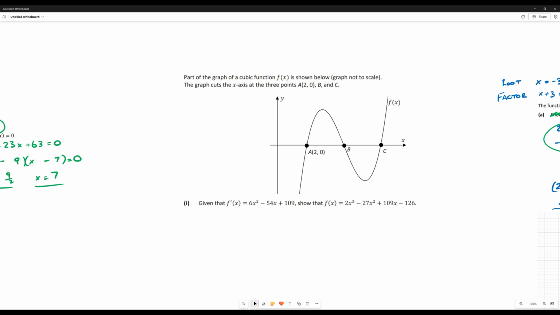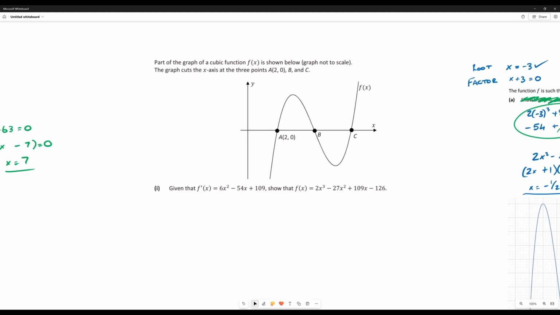So in this question, this was in the Leaving Cert a couple of years ago, where they said, given that f dash x, so it gave you a graph, cuts the x-axis at a, b, and c. They told you what a was. They said f dash x is equal to this, show that f(x) is equal to this. Now what I'm going to do here is not factor theorem, it's just to explain what part I is. I don't think I should really, but it would feel weird me just being like, ignore that, we're just going to go to part B.